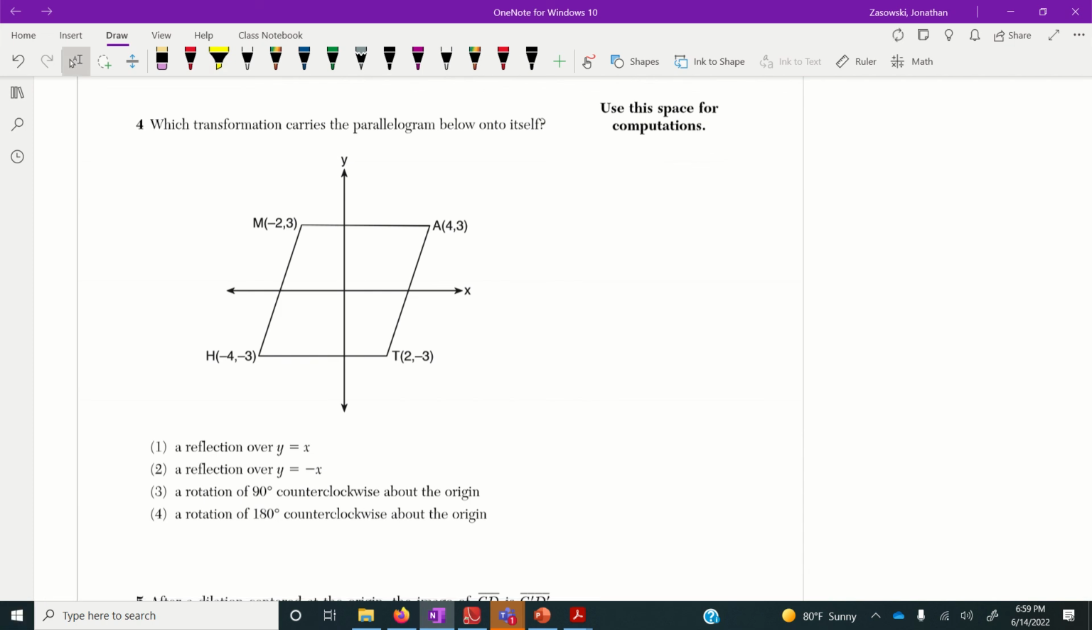For number 4, should be 4. So which transformation carries the parallelogram down itself? If we reflect over the line y equals x, that's going to go this way. The parallelogram doesn't fold onto itself because the diagonals aren't equal and they're not perpendicular. So t is actually going to end up over here somewhere. Same thing with y equals negative x. These two don't fold onto each other. All right. And if we rotate counterclockwise about the origin, 90 degrees, that also doesn't work. A does not go directly where M is. It's going to be off to the side.